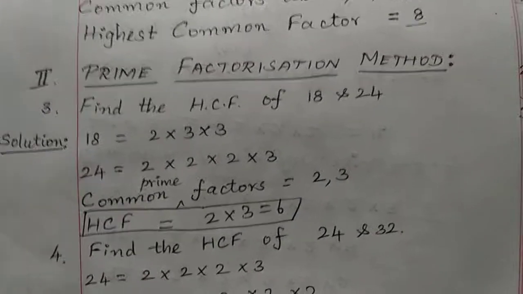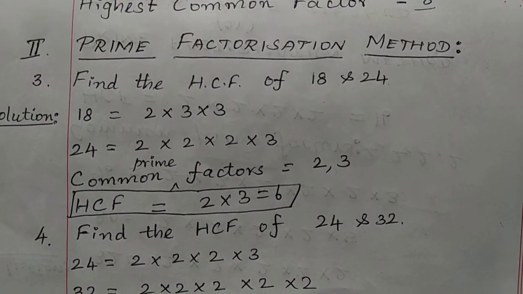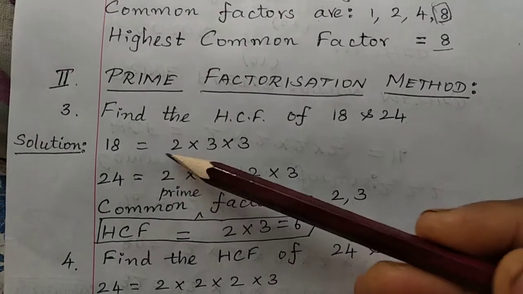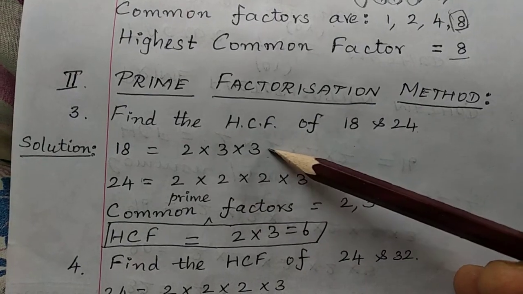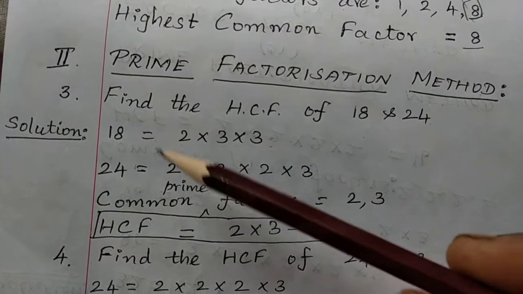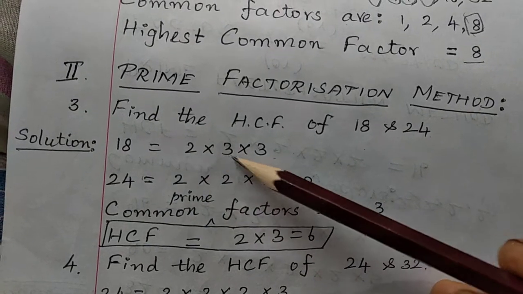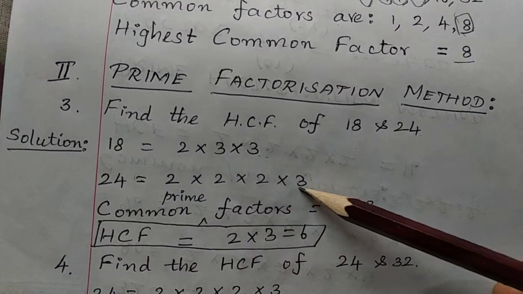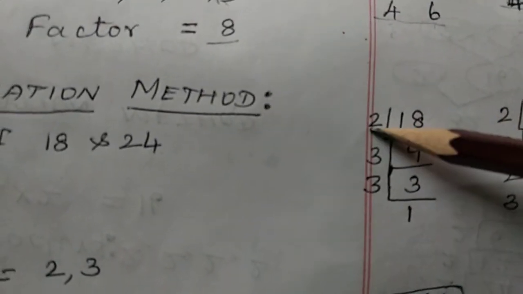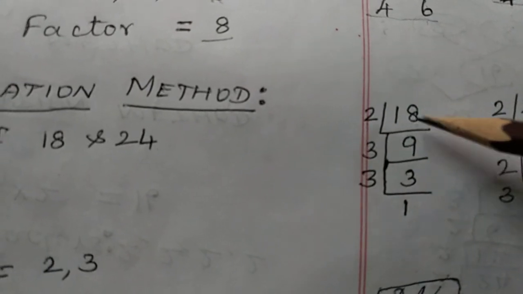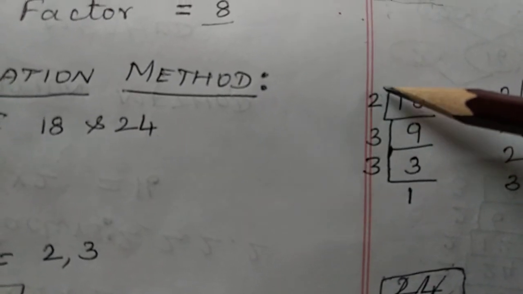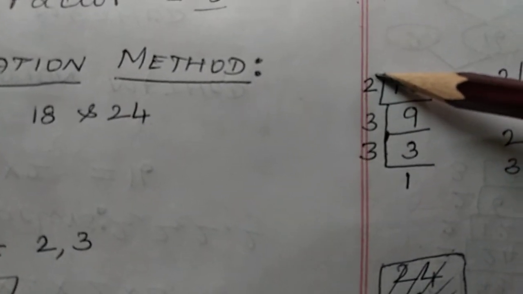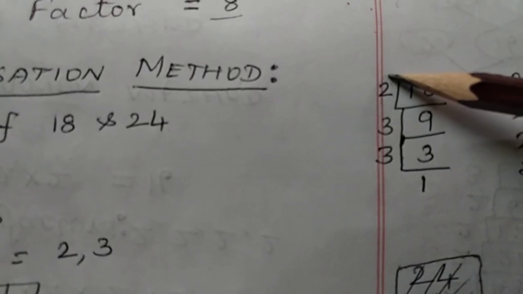Let us see the prime factorization method. It is similar to the factorization method. The only difference is we have to express the given numbers as a product of their prime factors. 18 is equal to 2 into 3 into 3. 24 is equal to 2 into 2 into 2 into 3. How did we get this? Let us see. Divide 18 by the prime number 2 because 18 is an even number. Start with 2. You can divide 18 by 3 also. 3 is also a prime number. But you should divide with a prime number. That is very important because we are dealing with the prime factorization method.